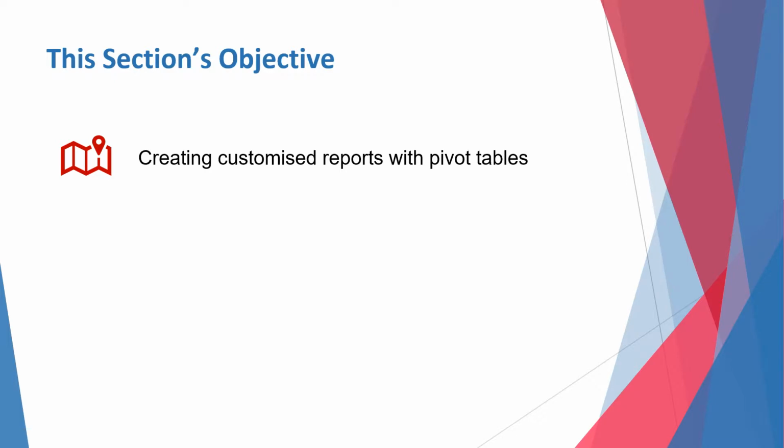In the event that you need specific information from Ka-Ching, you can extract them in a report format with the use of pivot tables. In the next section, we will show you how to create a customized report. If you do not require this section, you may end the video now.